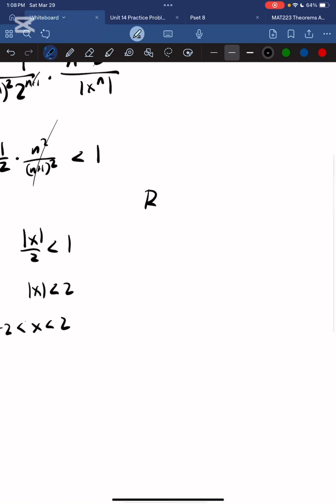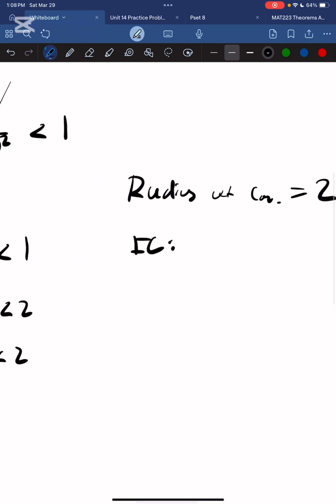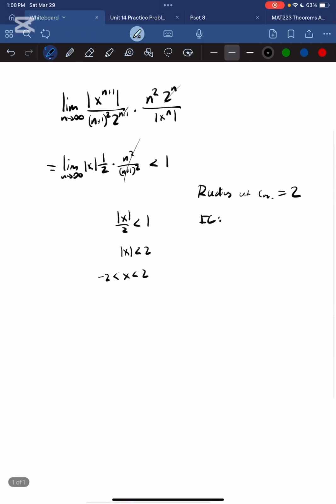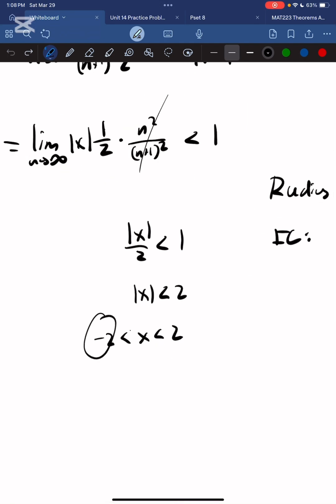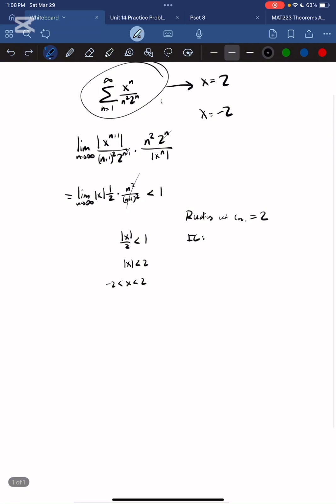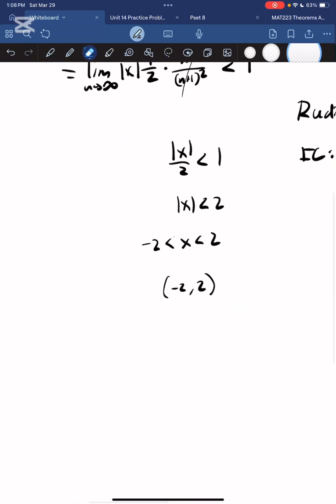So our radius of convergence is equal to 2, okay? But our interval of convergence, we have to figure that out. So we have to plug in, on this our series, x equal to 2 and x equal to negative 2. Because at these endpoints, we don't know whether they're convergent or divergent. We only know that in between these values, it is convergent.